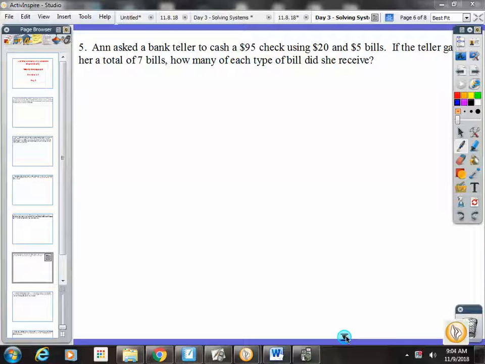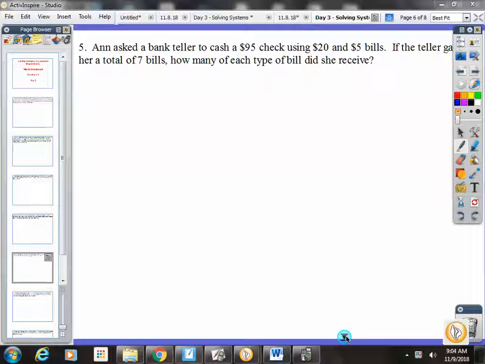Anne goes to the bank teller to cash a $95 check using $20 and $5 bills. If the teller gave her a total of 7 bills, how many of each type of bill did she receive? So Anne goes to the bank, she gives her $95 check, and she says she wants 20s and 5s for whatever reason. We can figure out exactly how many this bank teller is going to give her if we know that she gave her back 7 bills.